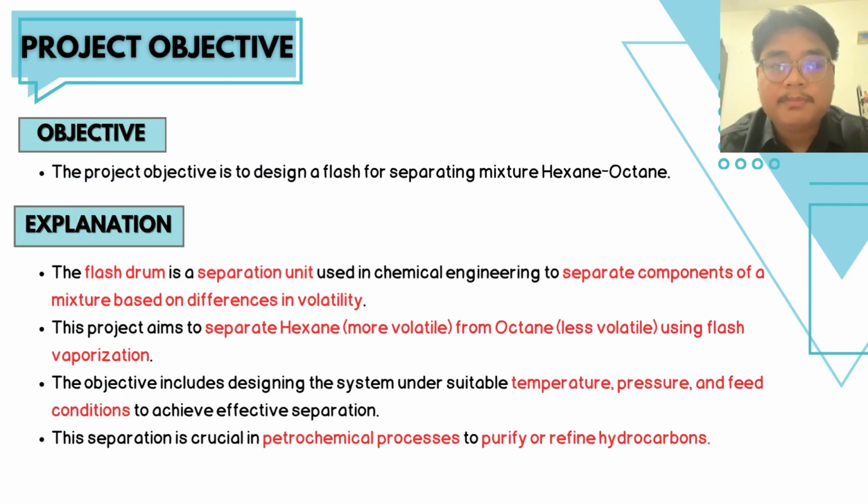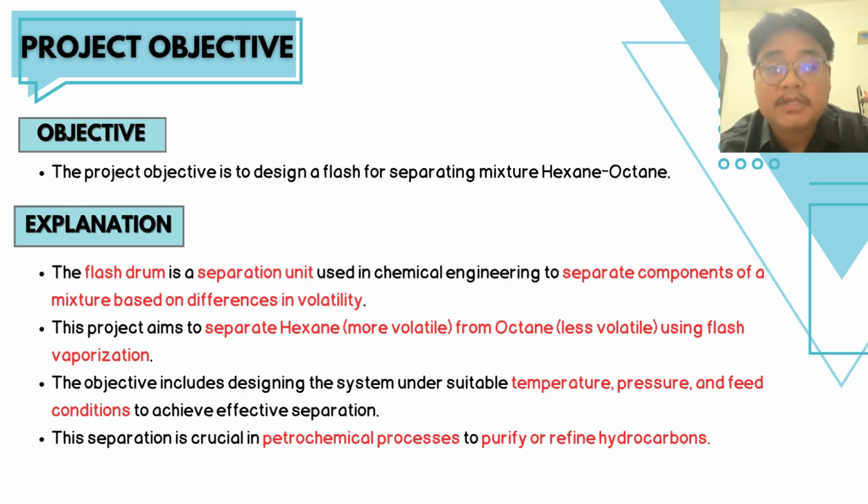So now I will be presenting the objective of our project. The main goal of this project is to design a flash separation system specifically for a hexane octane mixture. Now I will be explaining the objective of the project in more detail.